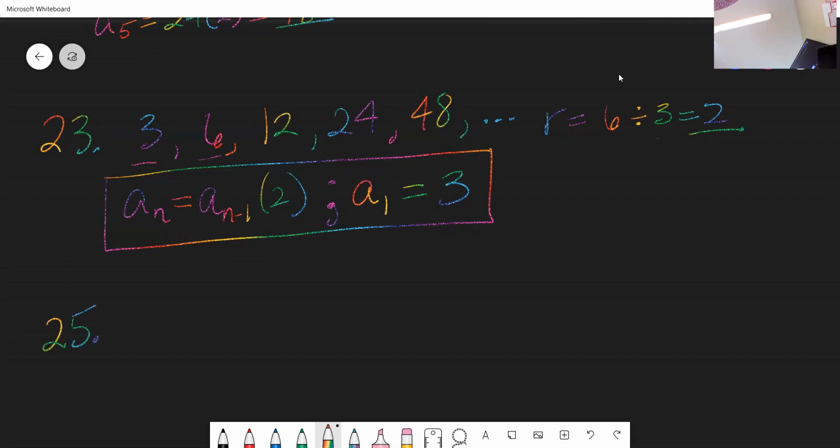All right, Matthew, number 25 gives us -2, 8, -32, 128, and -512. Y'all check me. Did I write that right? -2, 8, -32, 128. Yep, that looks right.